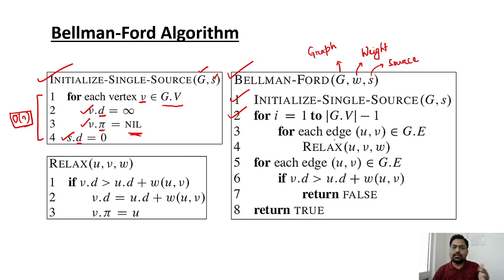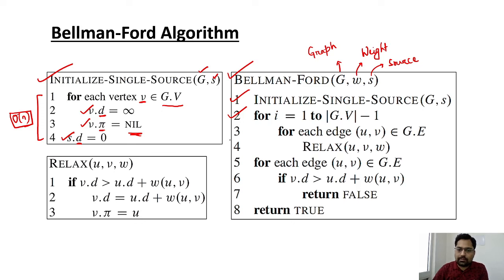We are simply doing the relaxation, as in the Dijkstra algorithm. In Dijkstra, the main theme is to detect whether a negative weight or negative edge is assigned to any vertices, and that is where it failed. So here we need to detect a negative weighted cycle. We run from 1 to G.V minus 1, meaning if there are 4 vertices, we run 3 times to go for the relaxation.